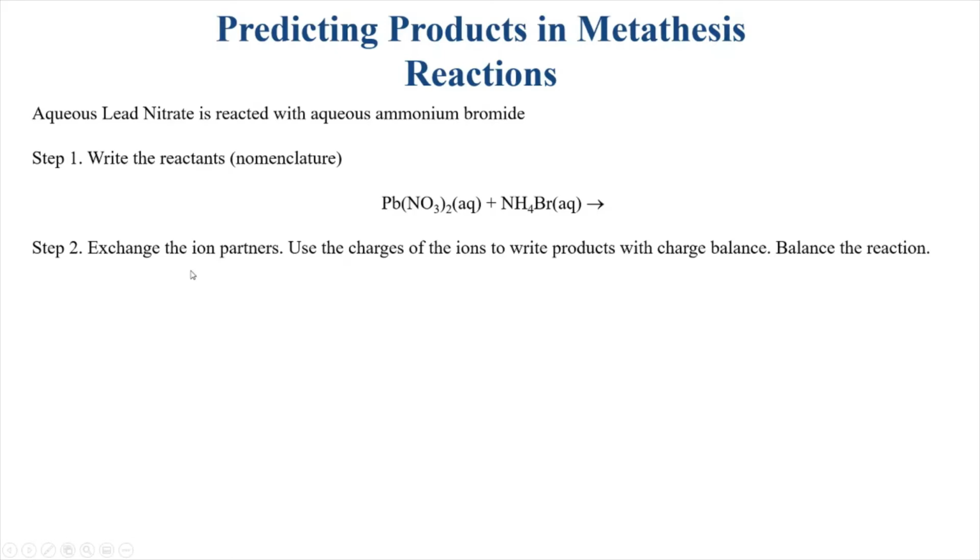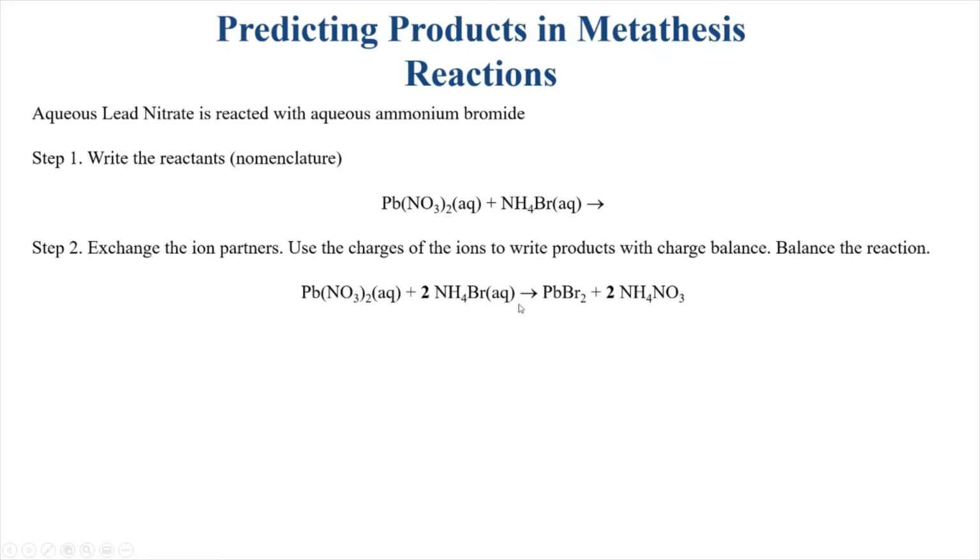Now the second step with metathesis reactions, and you learned this in lecture, is we have to exchange the ion partners. So we know that these are soluble because the prompt tells us that they're both aqueous. The question is when we put these things together, do any of the cation and anion pairs come together to form something that's not soluble, or something that reacts as either an acid-base reaction or a gas-forming reaction? So now to do that, to exchange the partners, we have to use the charges of the ions to write the products with charge balance. So let's take a look at what I mean.